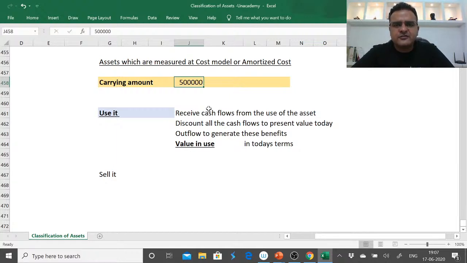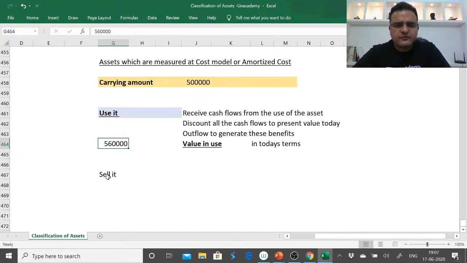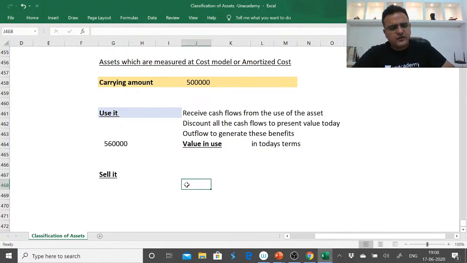If we count all the cash flows projected from the use of this asset, we are going to get, say, 5,60,000. And if you sell it, what is the other way of recovering the value of an asset? There are only two ways of recovering the value of an asset. One is by using it, one is by selling it. There is no other way we can recover the value of an asset which we are owning or holding. The other way is to sell it.